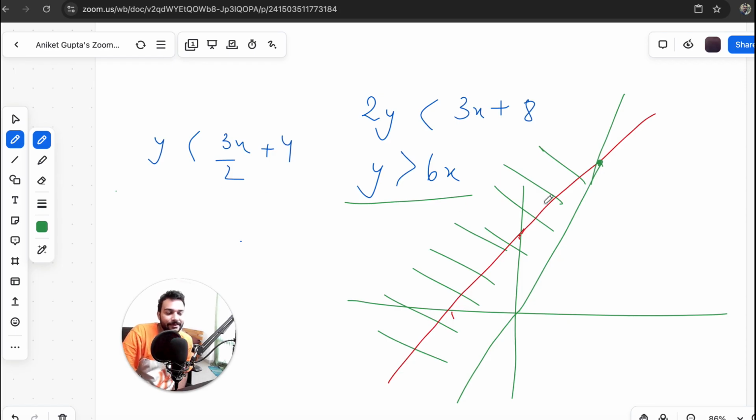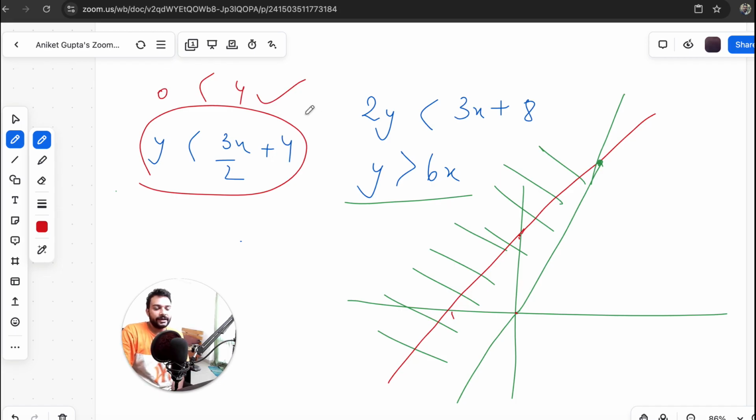Okay, and then what is the solution region for this one? Let's take an imaginary point on its right hand side, 0 comma 0. Let's check where the origin falls. So I put y as 0, x as 0, so the right hand side is 4 and 0 is less than 4. It is satisfied. So the origin is covered in the solution. So this is the solution.